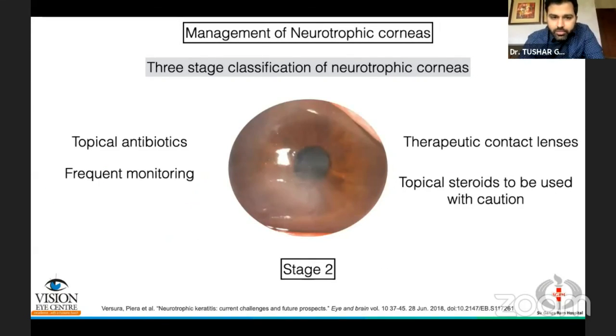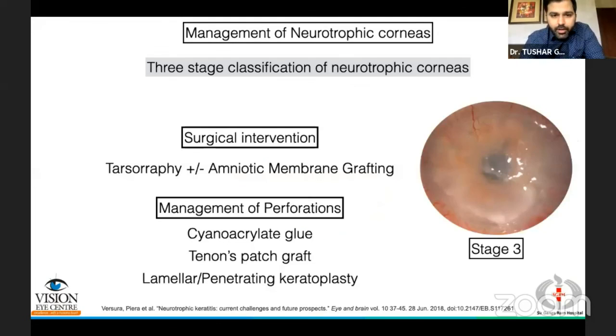Stage two is when you start getting the epithelial defect, which is quite often paracentral. In this stage, often the bandage contact lens works well. Do give topical antibiotics, but do monitor the patient frequently. And if it's an inflammatory cause, you can give a short pulse of steroids, provided you're absolutely sure that there is no infection happening at this point of time.